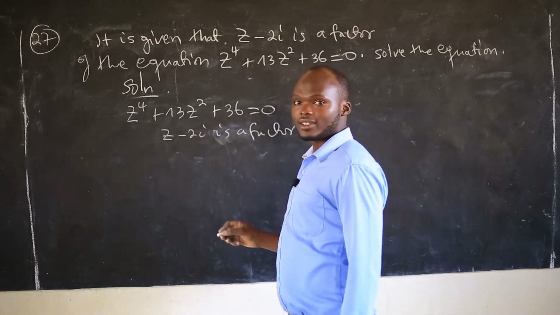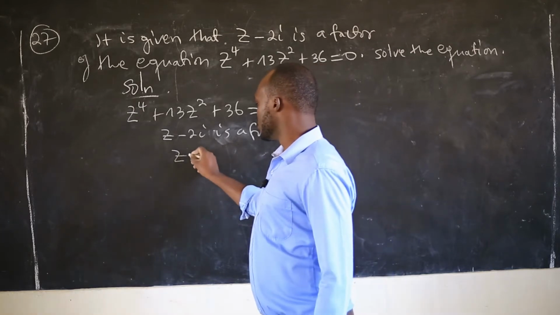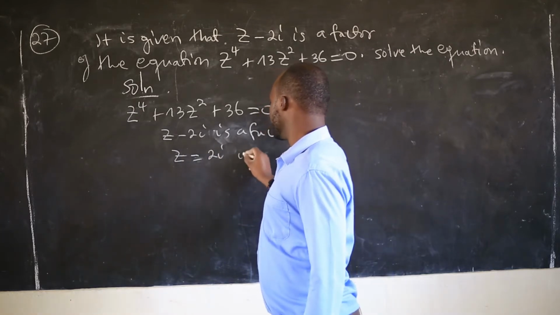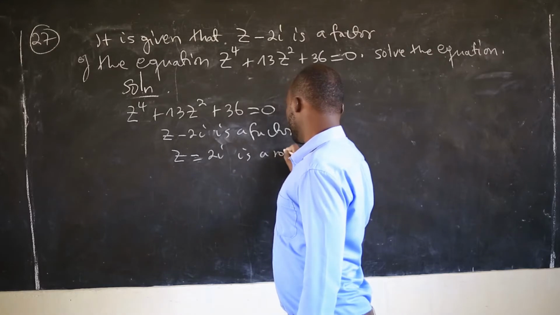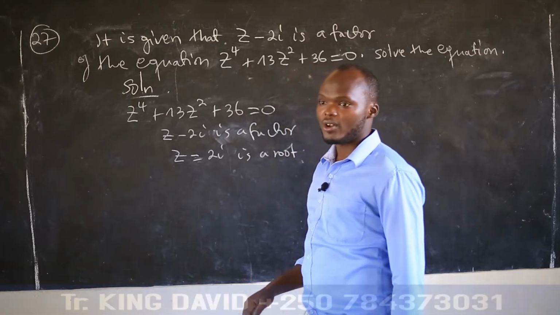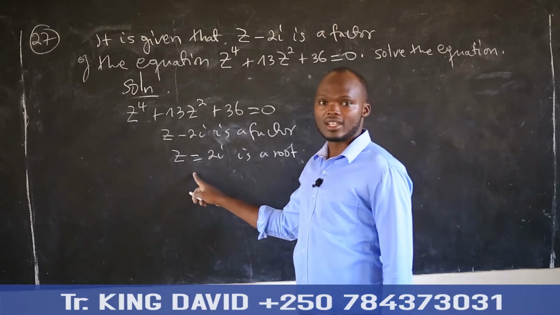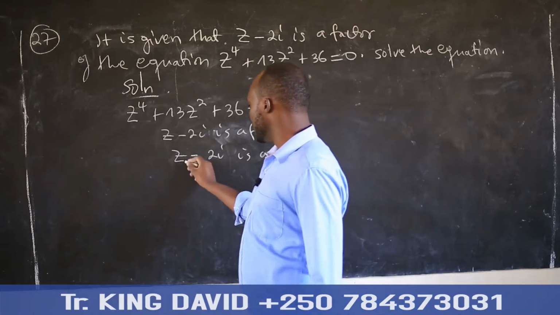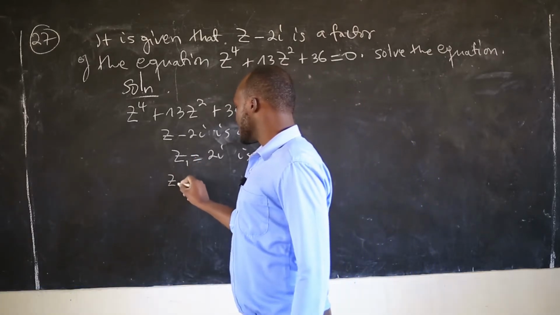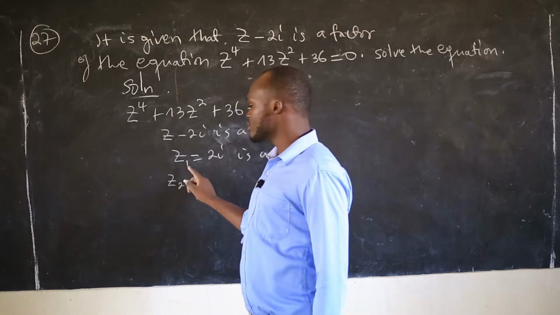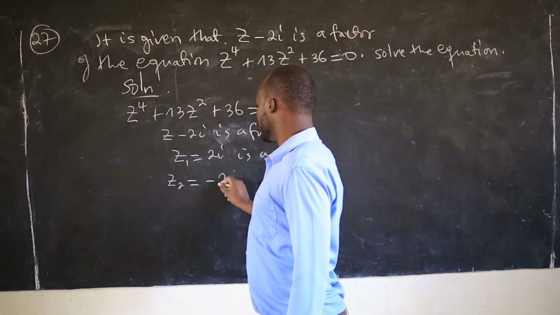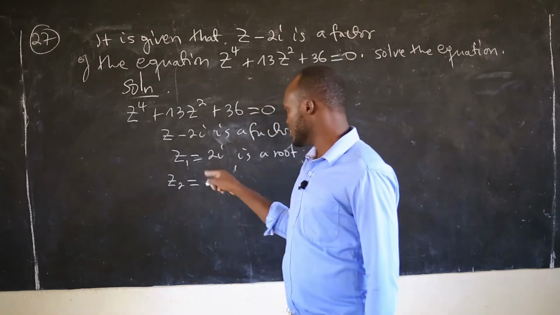So which means that z equal to 2i is a root. So remember, when one of your roots is a complex number, another root is the conjugate of that one, which means that if this is z1, our z2 will be negative 2i. So the conjugate of that one.